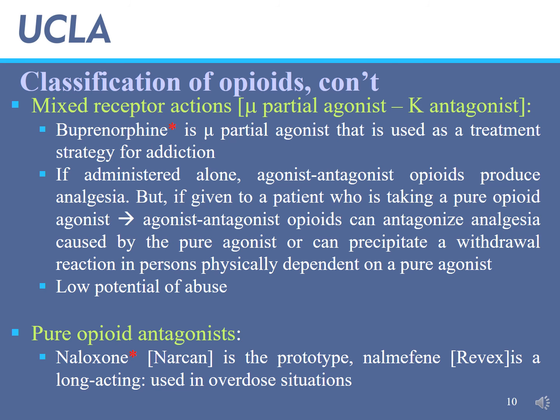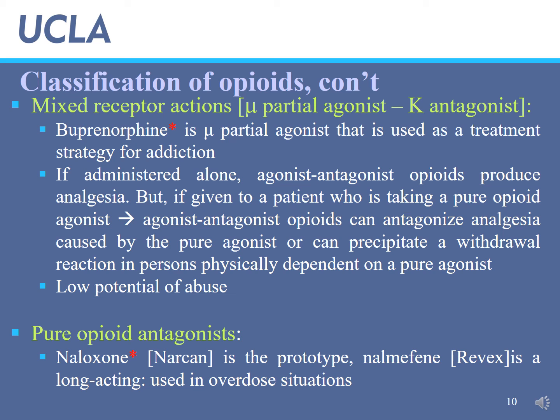Now, other opioids, so we talked about the full agonists. Now we have the one that has a mixed receptor action, so the mu partial agonist and the kappa antagonist, such as buprenorphine. So it's a partial agonist of the mu receptor, and it's also used as a treatment strategy for addiction. When it's administered alone, it has the agonist-antagonist opioid effect that produces analgesia.